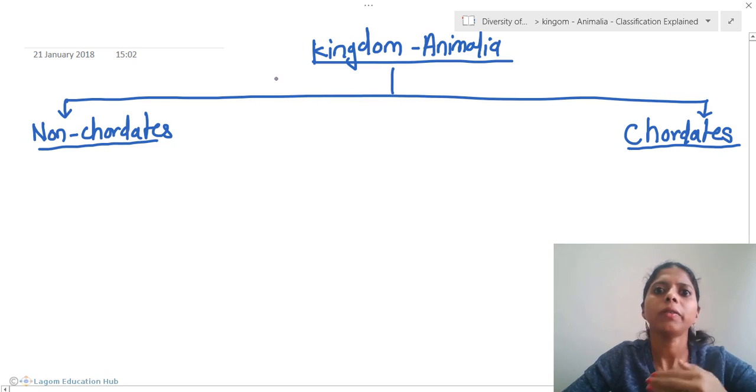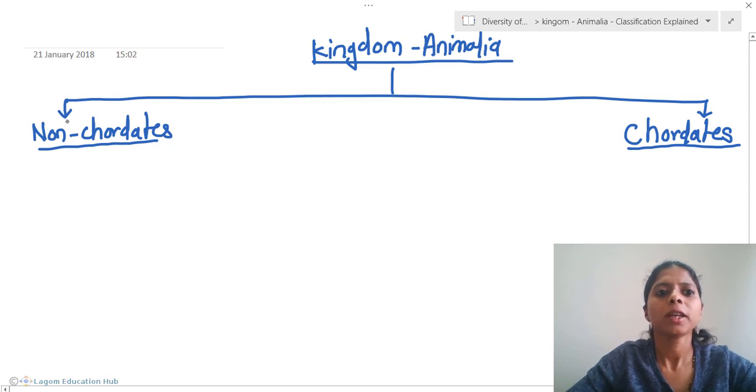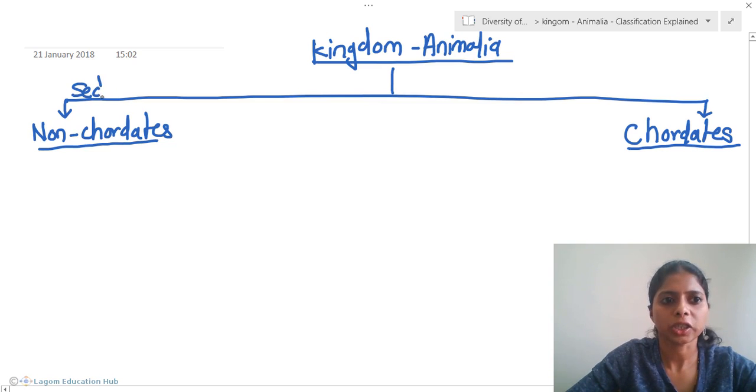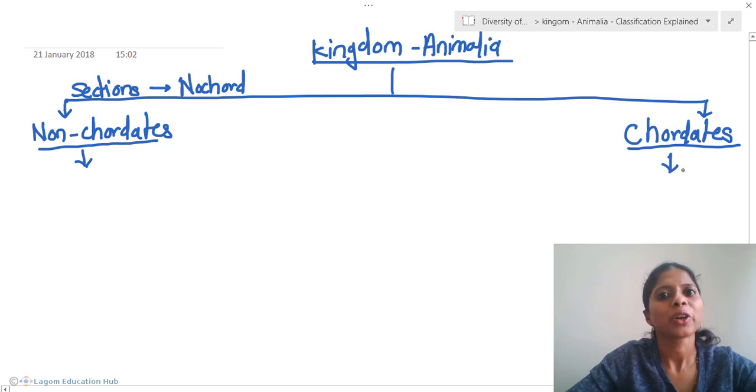According to our textbook, the animals in Animalia are directly classified into phyla. So we will directly consider the classification into phyla, but we have to consider these two sections. We will not write them as subkingdoms, we will just write them as two sections. Clear about it? The basis of making these sections is either presence or absence of notochord. There are around 10 different phyla included in non-chordates, and only one phylum is included in chordata.